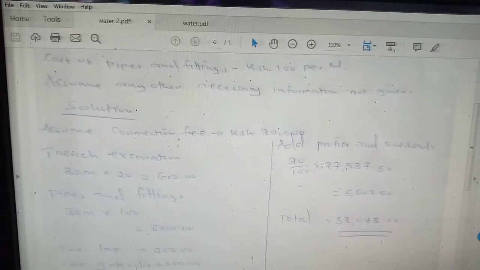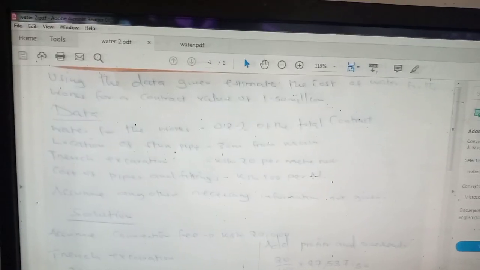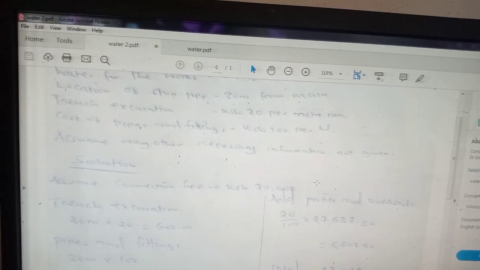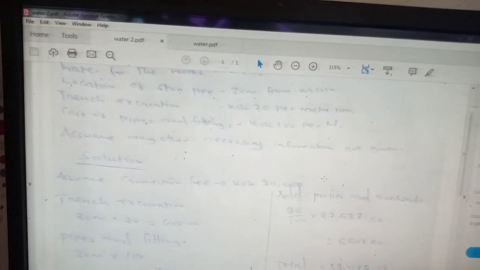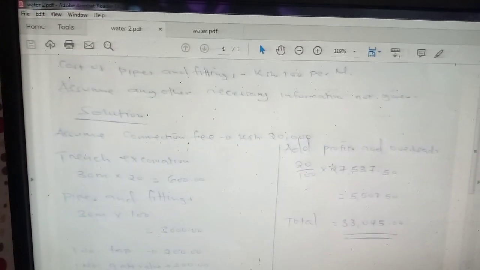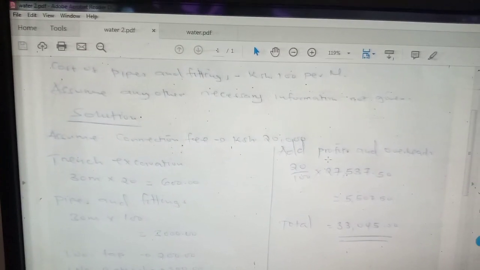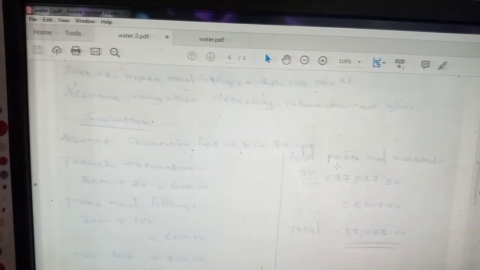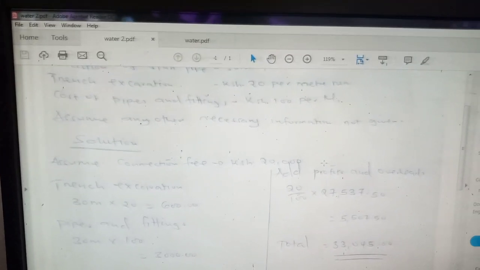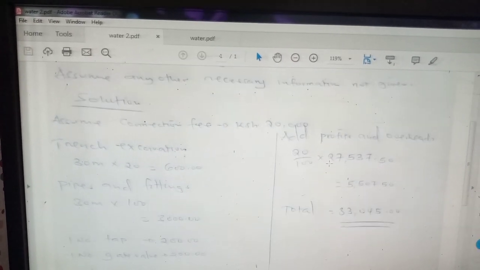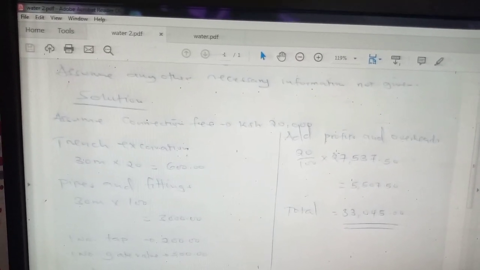So our solution is, the first thing that you'll assume, remember, when you want to connect to any main pipe, you must register with the relevant authorities. So the first thing that you'll assume is a connection fee of 20,000 shillings. That is Kenyan money. Provided that your assumption is relevant, you can assume any amount according to the rates of your area.